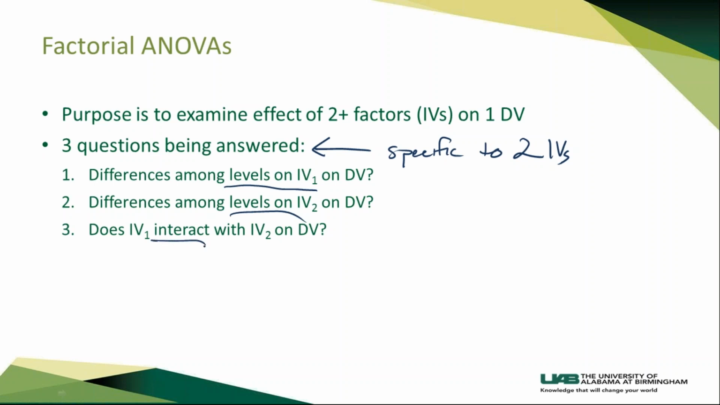Now if we had three independent variables, we just say there's four questions. Are there differences between the levels on independent variable 1? Are there differences on the levels of independent variable 2? Are there differences on the levels of independent variable 3? And we'd still be able to ask about interactions. But let's just say we're asking about two independent variables.